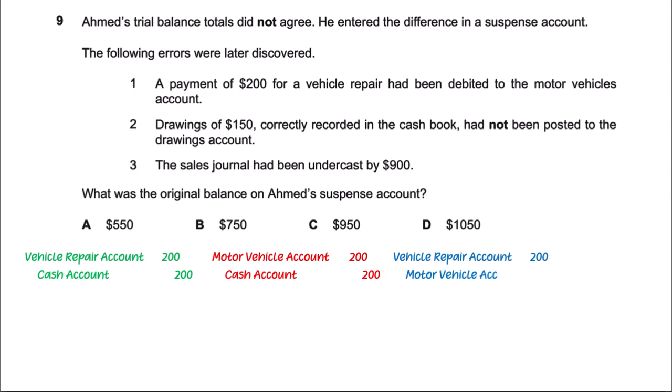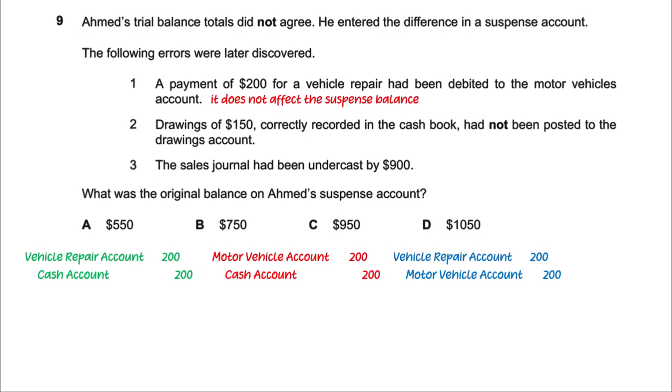mistakenly debited by $200. Well, in any case, this error has no relation to the trial balance difference, neither before nor after the rectification. Since the suspense account is not involved and the double entry is complete, this error has no relation to the suspense account.